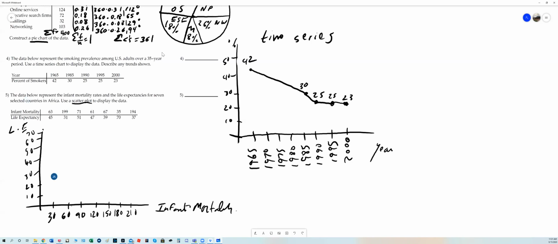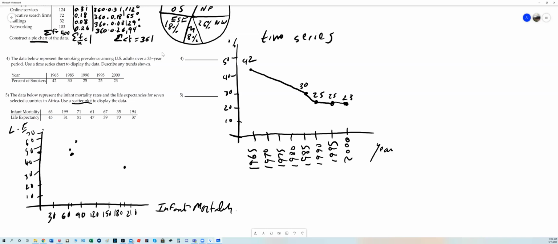So 63 is like around here. And then you have 45, which is here. So wherever those two meet, it's like graphing X and Y in algebra. Right? And then the next one's 199, 31. So we go around where 199 would be, like around here. And then we go to 31 and we put a dot. So I'm gonna go ahead and put the dot there. 71, just a little bit higher, and 51. So that's just over here, somewhere here. 61, 47, like around here. Wait, that was tough. Like here.